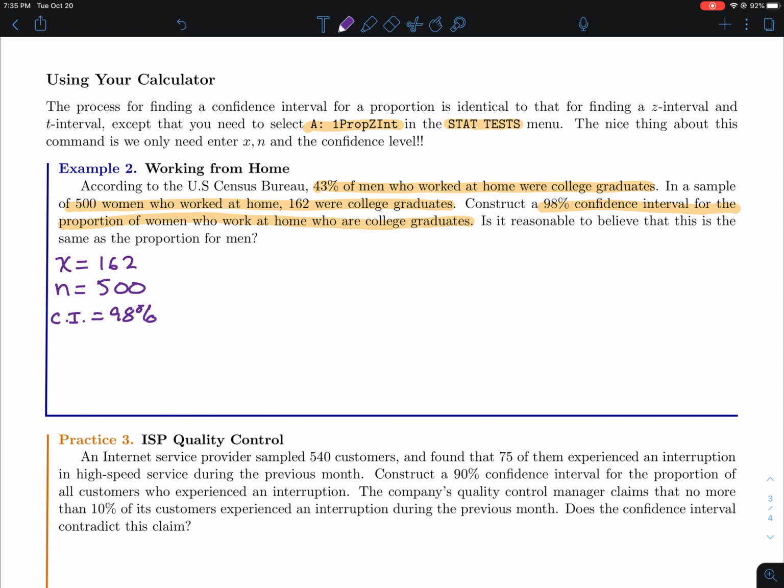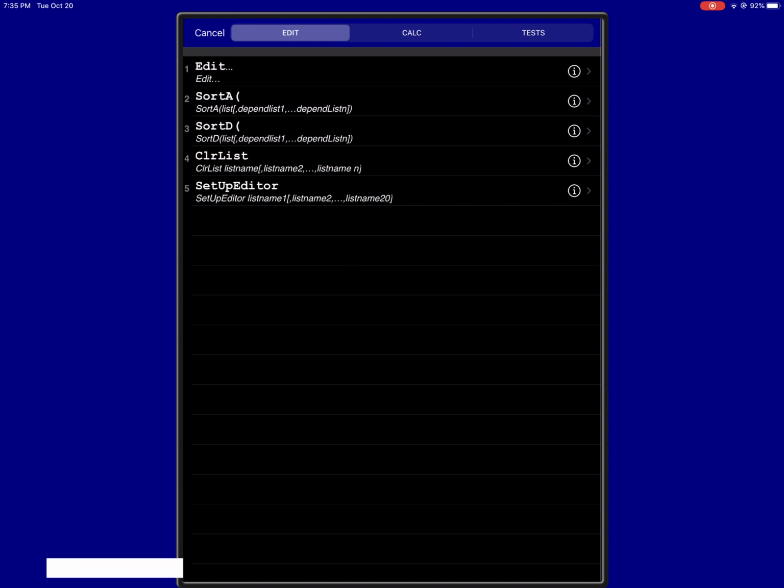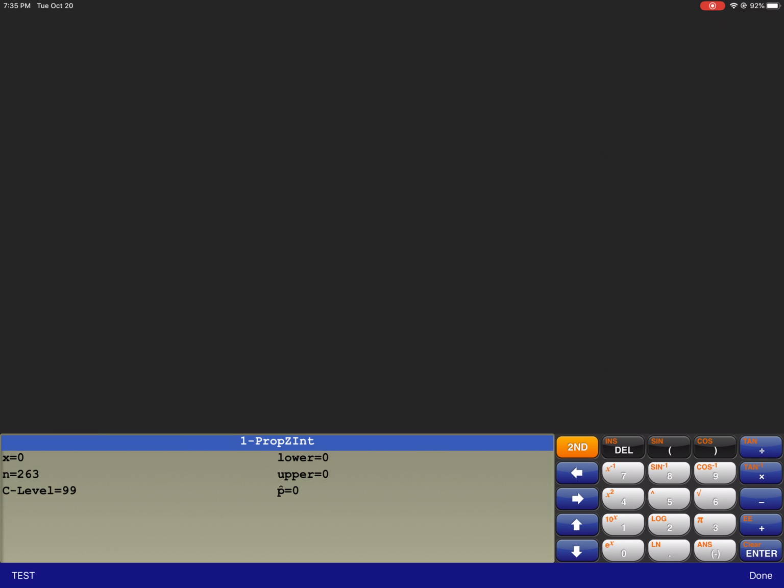So now what we want to do is go to our calculator. Let me clear that real quick. Go to Stats, go to Test, and then if you look, letter A is our one prop z int. If we click on that, over on the left-hand side, all it's asking for is 3 things: what x is, what n is, and what the confidence level is. So, 162 for x, 500 for our n, and we wanted a 98% confidence level.